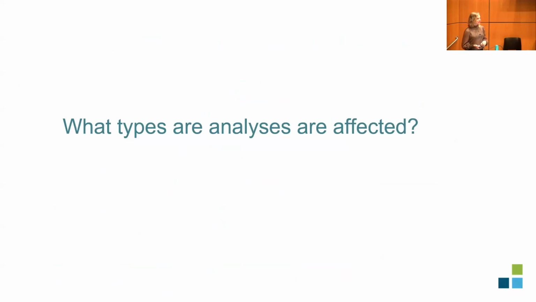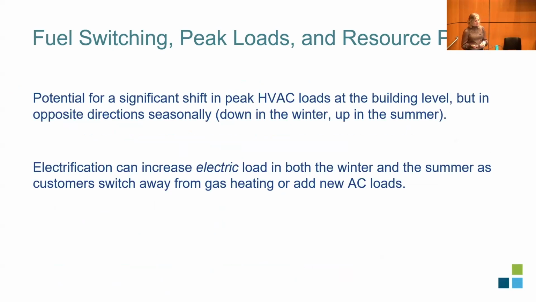What types of analyses are affected? We were looking at this through the lens of NYSERDA, but I think this is true across the industry. One of the big things is the interplay between fuel switching, peak loads, and resource planning. As we saw from the limited analysis, there's the potential for a significant shift in HVAC loads at the building level, but in opposite directions seasonally. And with electrification, we're likely to see an increase in both the winter and the summer loads, where people are using electric for heating for the first time, and many folks in places like New York are introducing air conditioning for the first time.